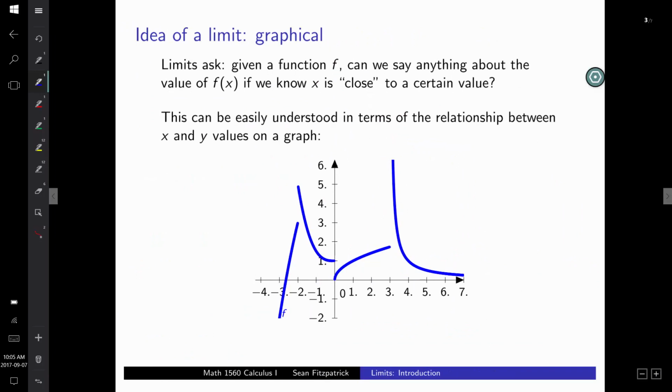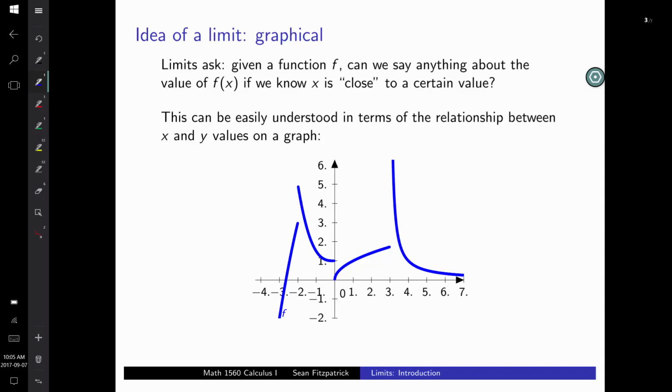So just to give you a rough idea of the sorts of things we consider when we're talking about the idea of a limit. Limits ask this question: you're given a function, so you know how to produce its output values if you're given the input values. If somebody hands you x, you know how to get y. So what you're really trying to do is take those y values, those outputs, and make them get close to a certain value, right?